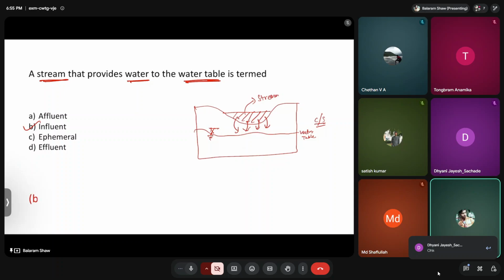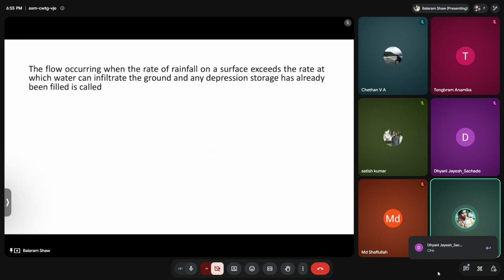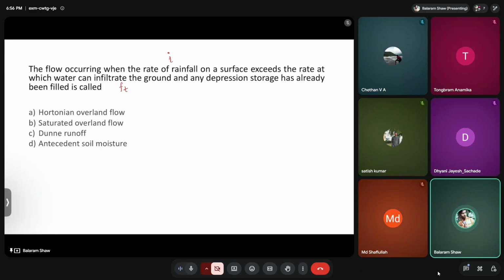Fine. Good. Okay. So the next question is, the flow occurring when the rate of rainfall, I, on a surface exceeds the rate at which the water can infiltrate, that is FT, the ground, and any depression storage has already been filled, is called what kind of flow?